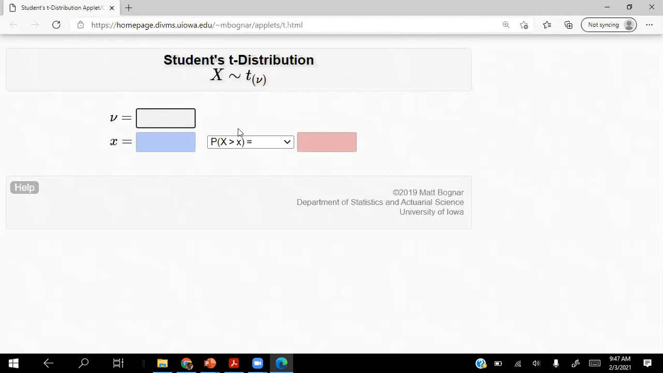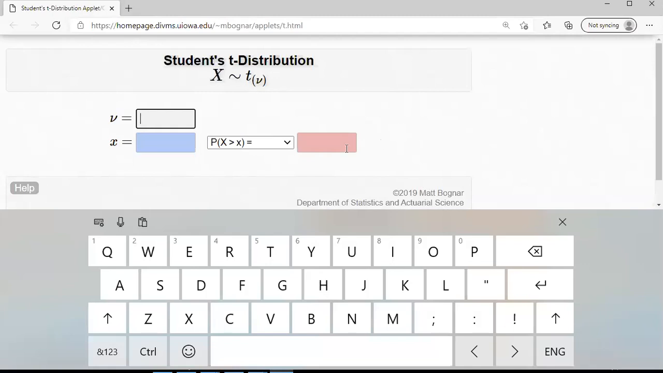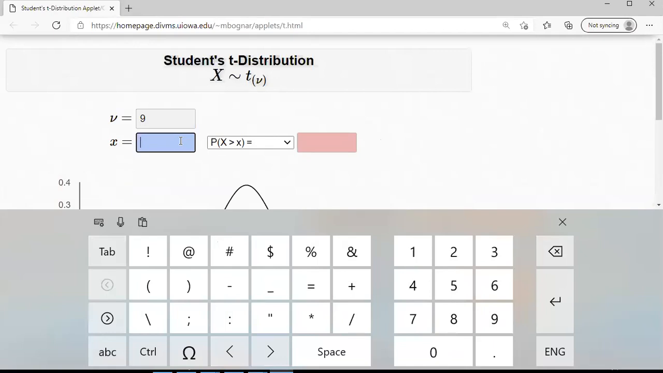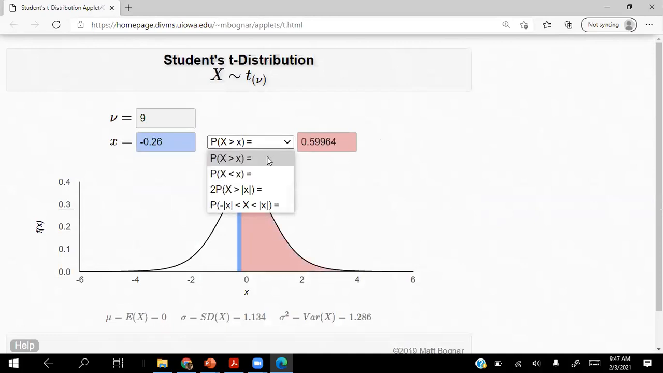Nu, or V, is the degree of freedom. Degree of freedom is n minus 1, 10 minus 1, 9. My x, which is T0, is negative 0.26. The alternative is what? Greater than, less than, or doesn't equal. Choose the third one because our alternative hypothesis is doesn't equal. So this is the p-value. P-value is 0.8. Very big. So I failed to reject H0.